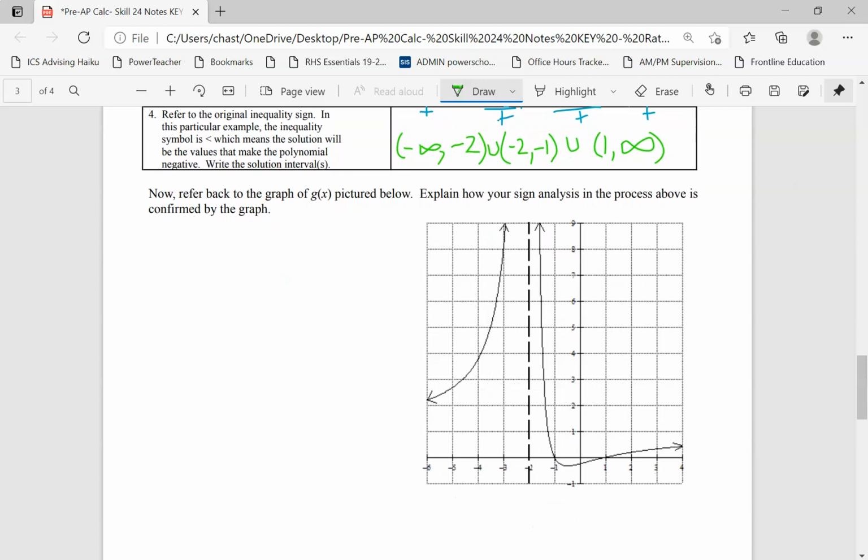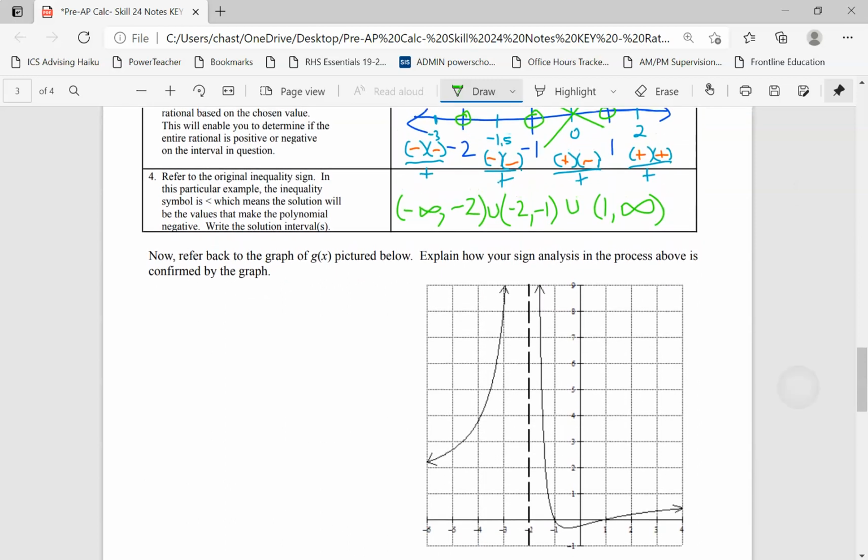Now let's look and see how that plays out in the graph here. The negative infinity to negative 2 is this part right here. The negative 2 to negative 1, that's this section right here. And then the 1 to infinity, that is this section right here. Those are the parts that are greater than 0.